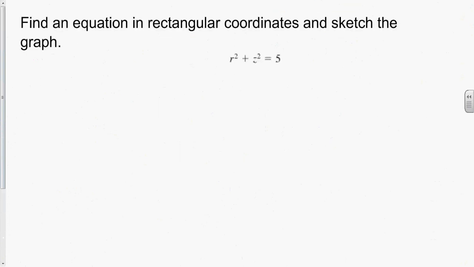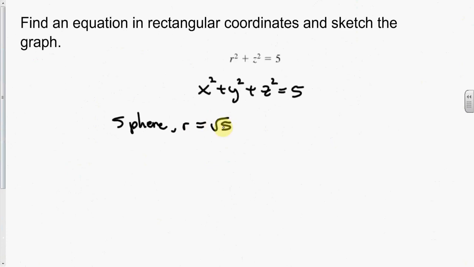Find an equation in rectangular coordinates and sketch its graph. R squared is x squared plus y squared. So this is x squared plus y squared plus z squared is equal to 5. So what is that? A sphere with radius square root of 5. So it's just a ball.